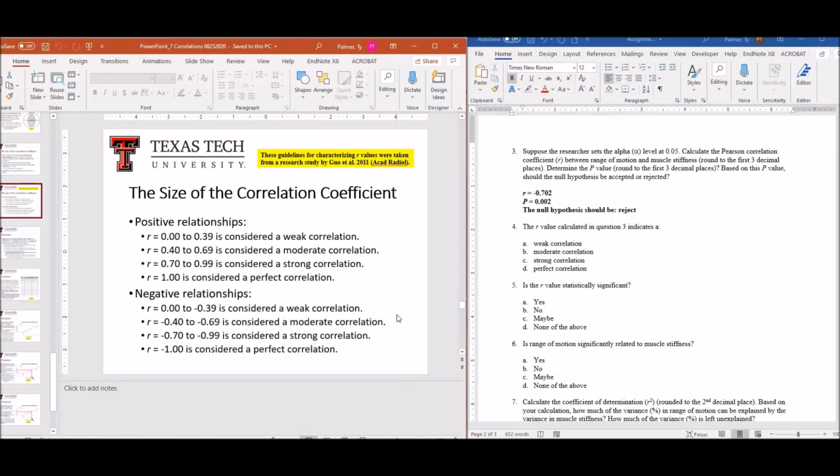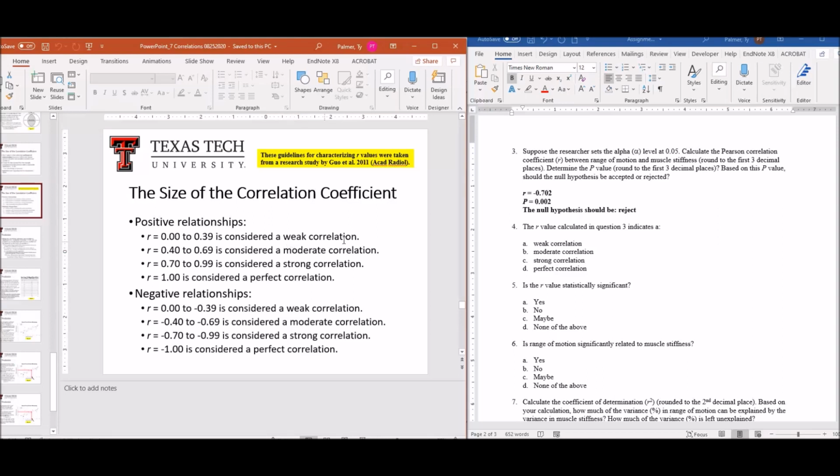Here's our PowerPoint 7. This particular slide in PowerPoint 7 talks about the magnitude, the size of the correlation coefficient, and how we determine that. These come from guidelines from a previous research study. From this research study, they provided guidelines to help us interpret the size of the correlation coefficient.